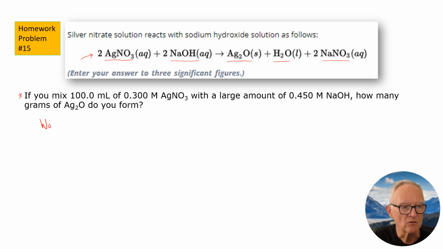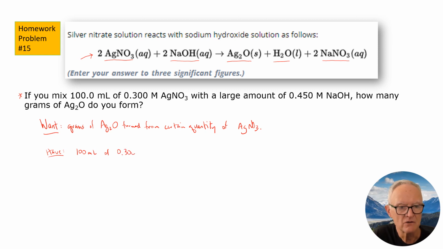So what do we want here? We want grams of silver oxide formed from a certain quantity of silver nitrate. All right, so that's what we want. What do we have? Well, we know that we have 100 mL of 0.300 molar silver nitrate.